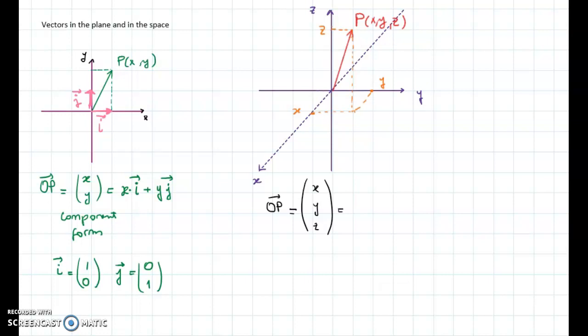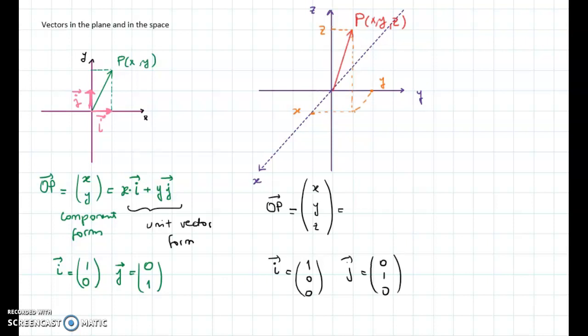And I can also consider this in unit vector form. Sorry, I didn't write that in the first case, unit vector form. It's just that now I'm going to need three vectors. I'm going to need a vector i, which is (1, 0, 0), a vector j, which is (0, 1, 0), and a vector k, which is (0, 0, 1). So in my picture, let's say i is the unit vector in the direction of x, j in the direction of y, and k in the direction of z. And then I can write that x times i plus y times j plus z times k is the unit vector form for my vector OP.